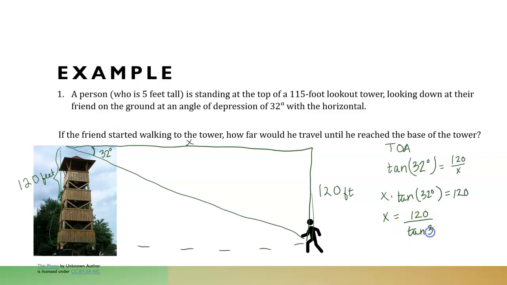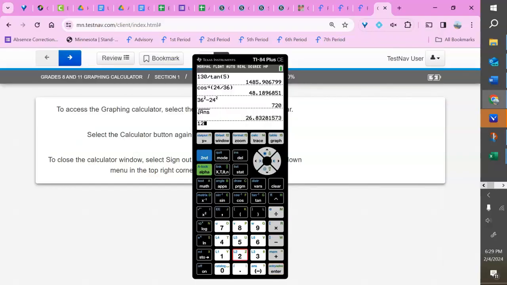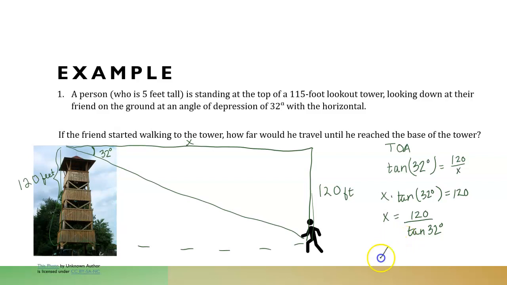And keeping in mind that I'm in degrees, so I want to make sure that I do this with degrees, I'm going to do 120 divided by tangent of 32. And that gives me 192 feet. I know that that distance seems like it's way up in the air, but it's the same as the distance that our friend has to walk. Okay, so when we're doing angle of depression, the horizontal is along the top. When we're doing angle of elevation, the horizontal is going to be along the bottom.